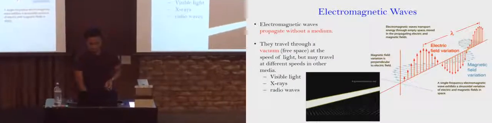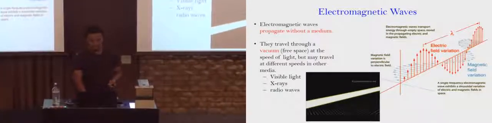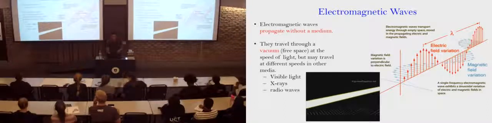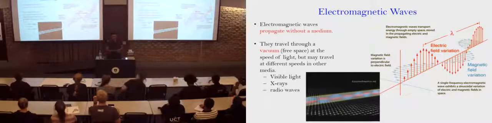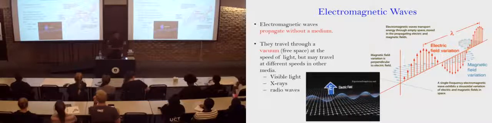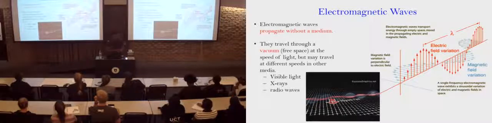So these electromagnetic waves are composed of electric field variations and magnetic field variations. That's why they are called electromagnetic waves. So examples of electromagnetic waves are visible light, X-rays, radio frequencies.